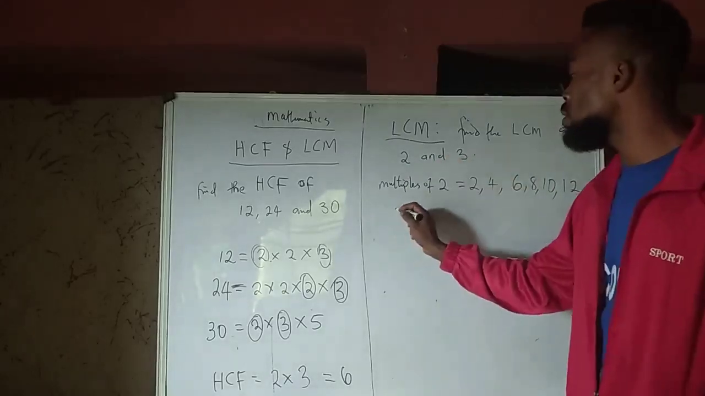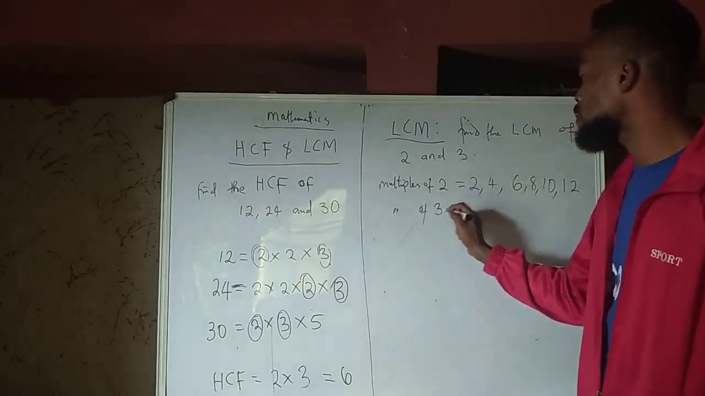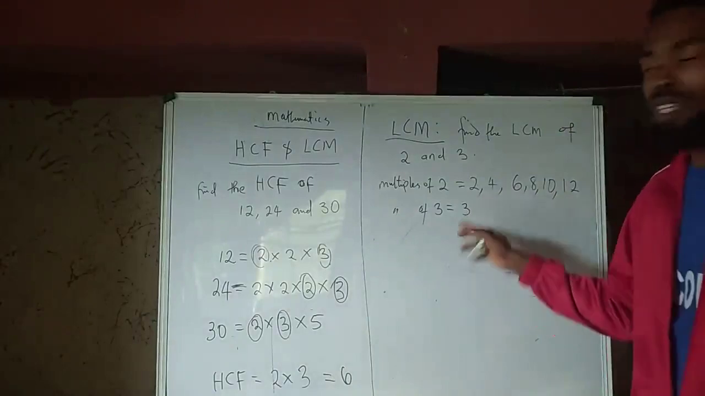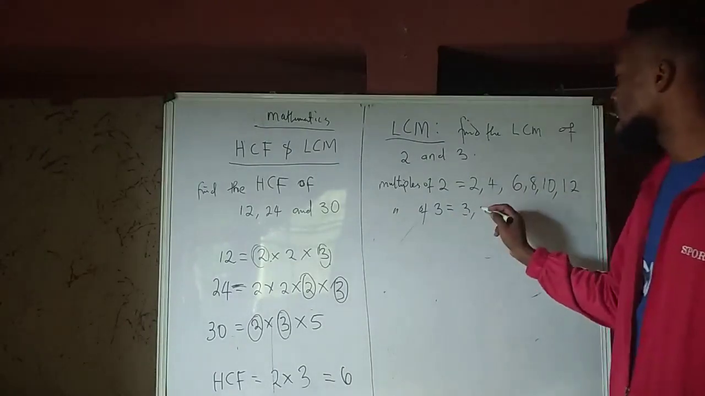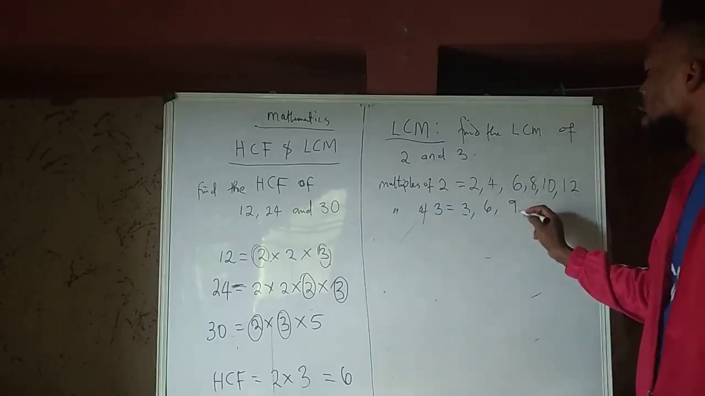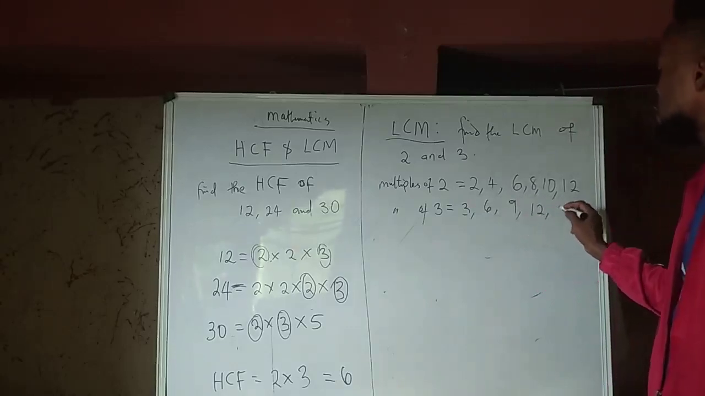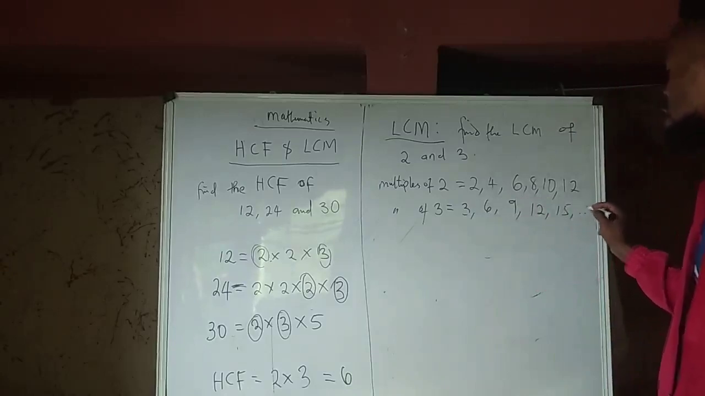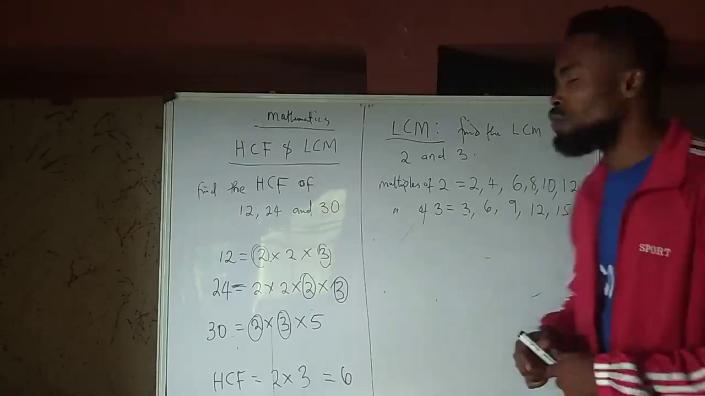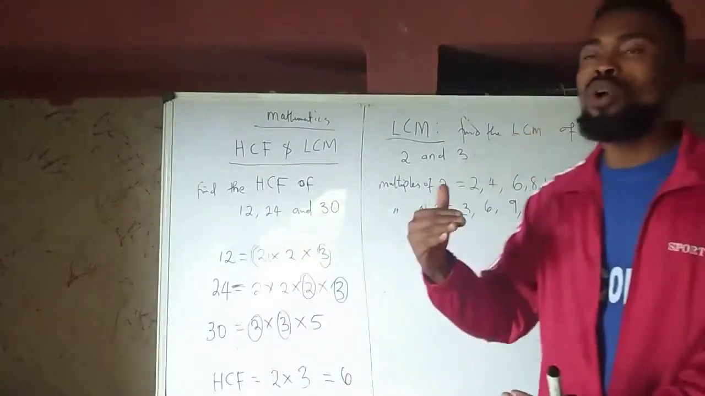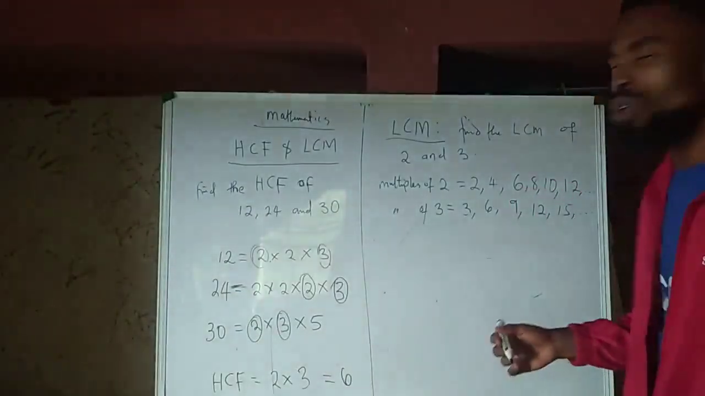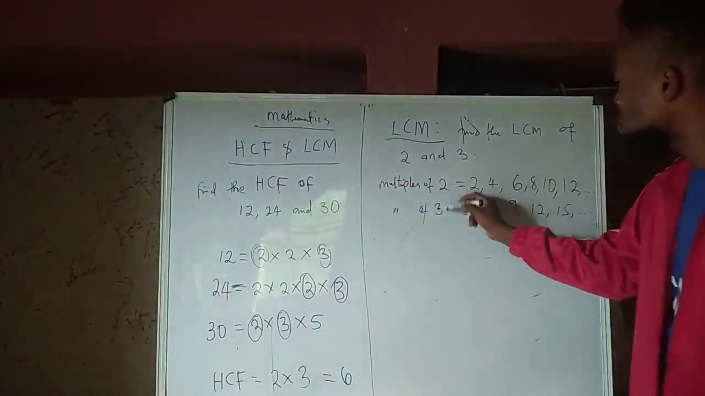Let's also look at multiples of 3. We're going to have 3 because 3 times 1 is 3. 3 times 2 is 6, 3 times 3 is 9, 3 times 4 is 12, 3 times 5 is 15, and it keeps going. Now, what are we looking for? The lowest common multiple. So what is the lowest common multiple of 2 and 3?